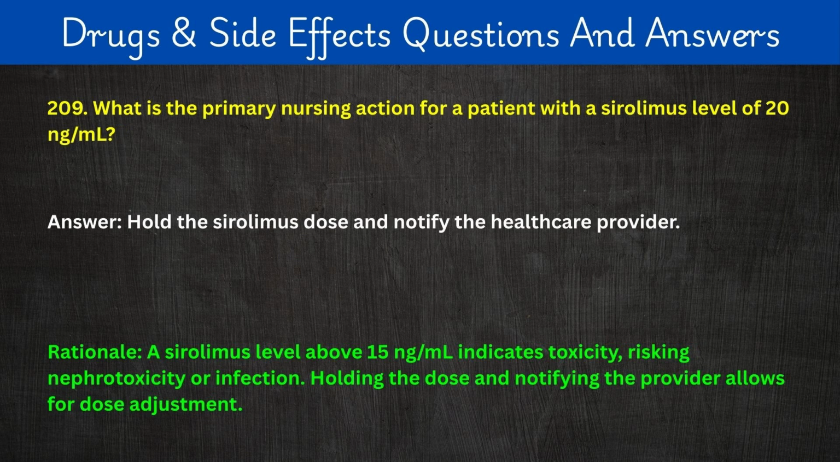209. What is the primary nursing action for a patient with a sirolimus level of 20 nanograms per milliliter? Answer: hold the sirolimus dose and notify the healthcare provider. Rationale: a sirolimus level above 15 nanograms per milliliter indicates toxicity, risking nephrotoxicity or infection. Holding the dose and notifying the provider allows for dose adjustment.